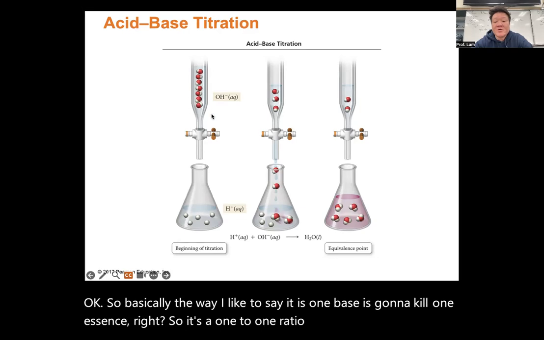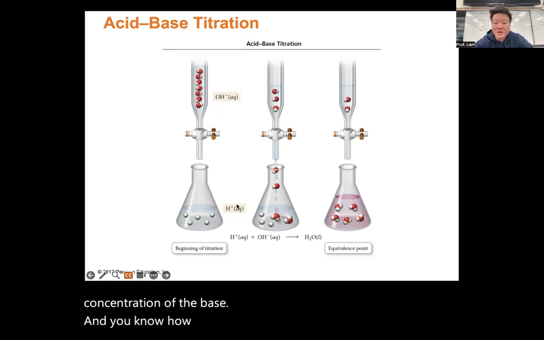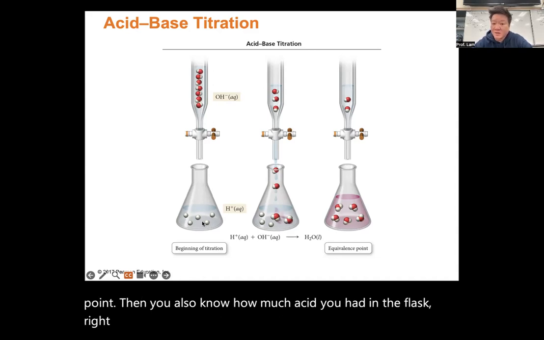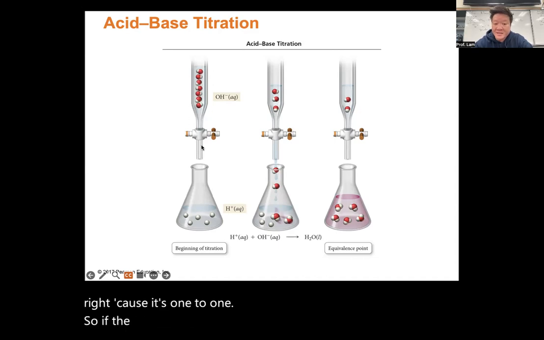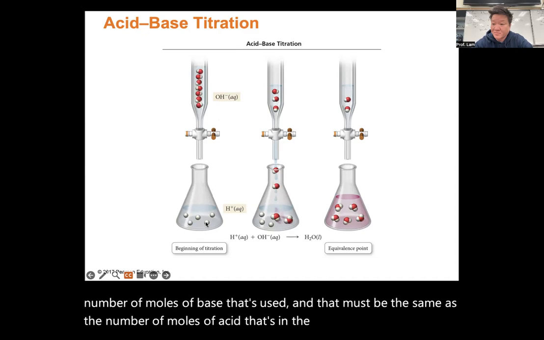So if you know the concentration of the base and you know how much volume you drop in to get to the equivalence point, then you also know how much acid you had in the flask, right? Because it's one-to-one. So if you know the volume of base that's added, you can calculate the number of moles of base that's used, and that must be the same as the number of moles of acid that's in the flask, right? Just by deduction.